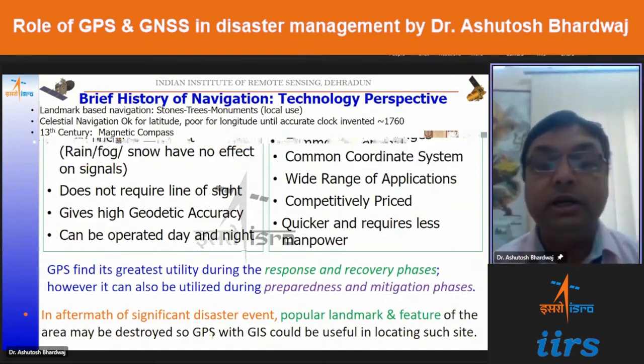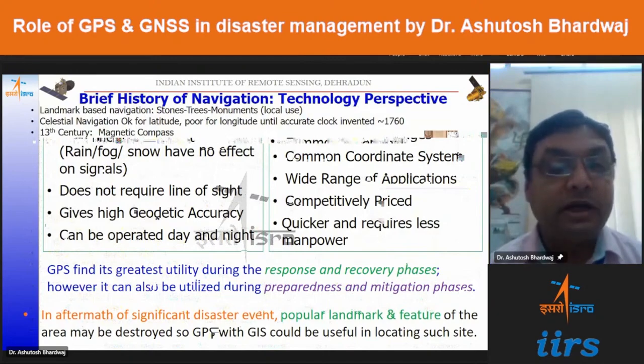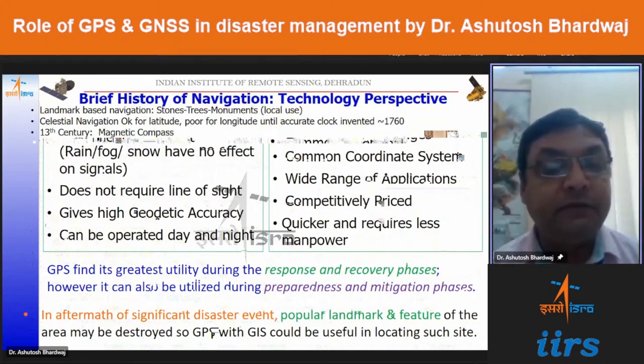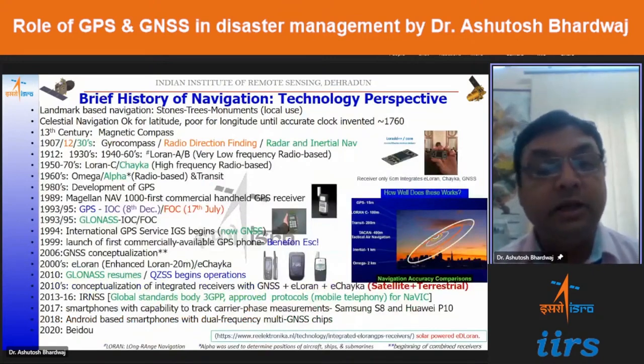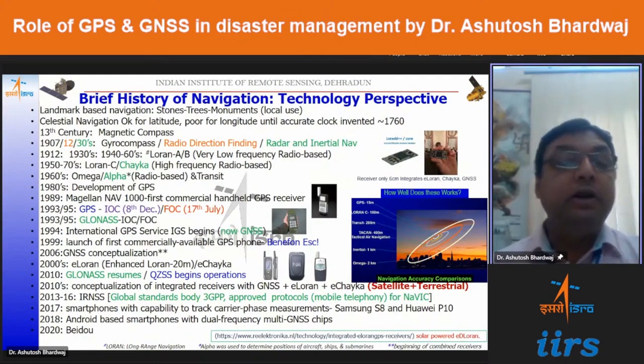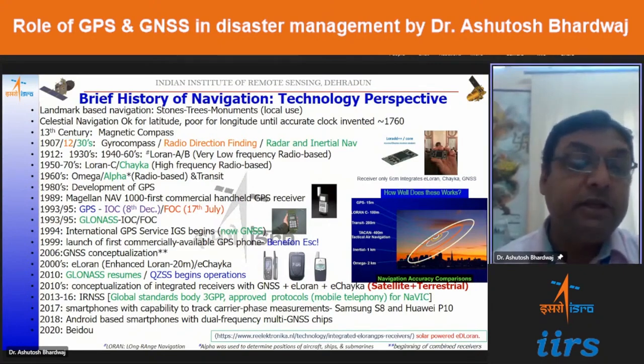Because in the smartphone, you can get 10, 15, 20 signals now. The initial systems which were coming were capable of receiving 5 channels at a time, but currently you can receive 15 to 20 very easily in the smartphone. And Android-based smartphones are capable of dual frequency multi-GNSS chips also. They are available in smartphones. So the time is really changing fast.